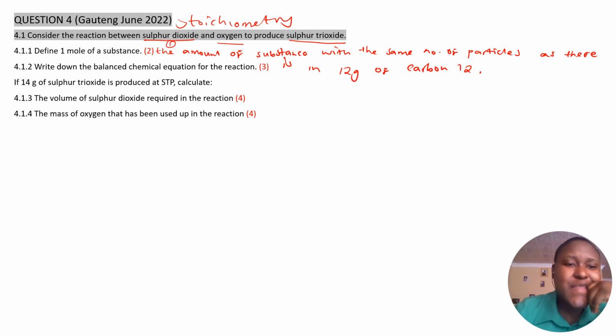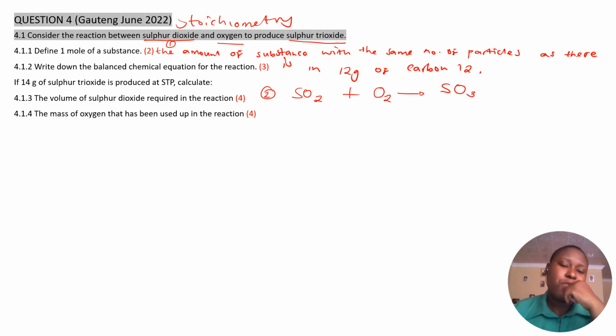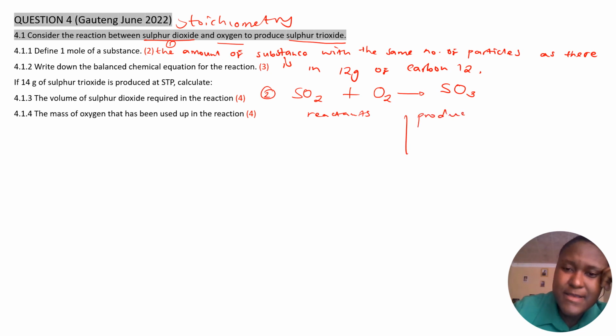2, they say write down the balanced chemical equation for the reaction. So you know that sulfur dioxide, SO2, reacts with oxygen, and remember oxygen is diatomic. You don't just write O, you write O2 to give you SO3. Right. If you look at that, we'll take it back to grade 10, how you get to balance your chemical equation. Let us look at the reactants and the product.